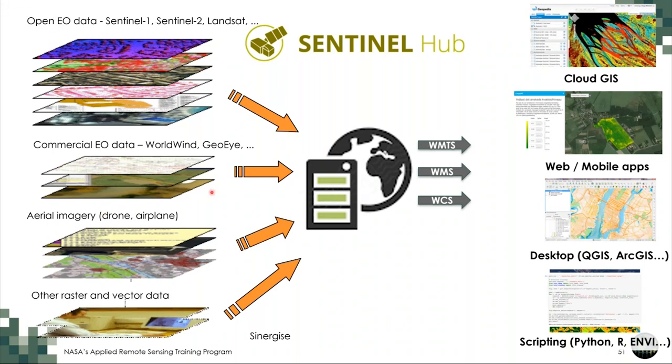Sentinel Hub is following the OGC standards and provides WMTS, WMS, and WCS services that the end users can use in their cloud GIS, web and mobile applications, desktop GIS like QGIS or ArcGIS Pro, and most importantly, they're able to access Sentinel Hub through scripts: Python API, R scripts, IDL scripts. And this is actually a game changer in the frame of Earth observation.